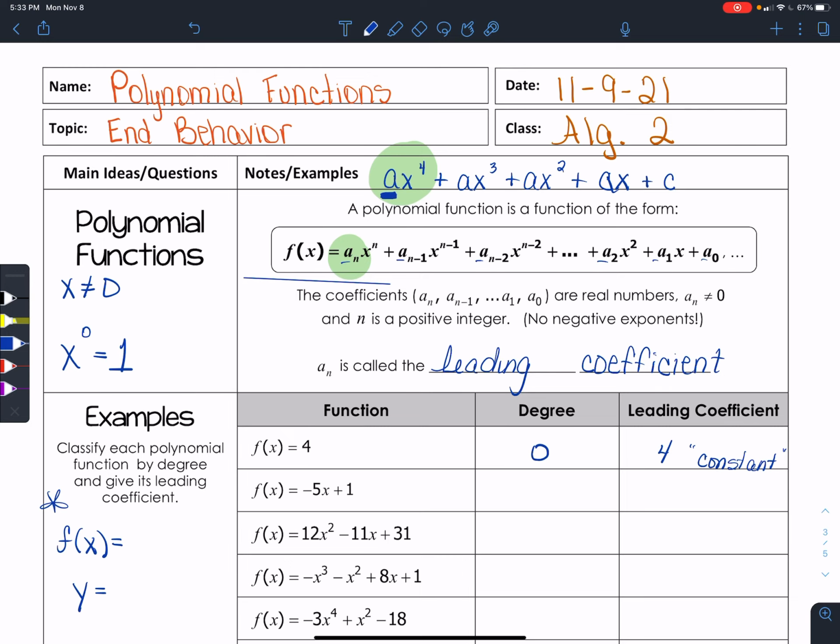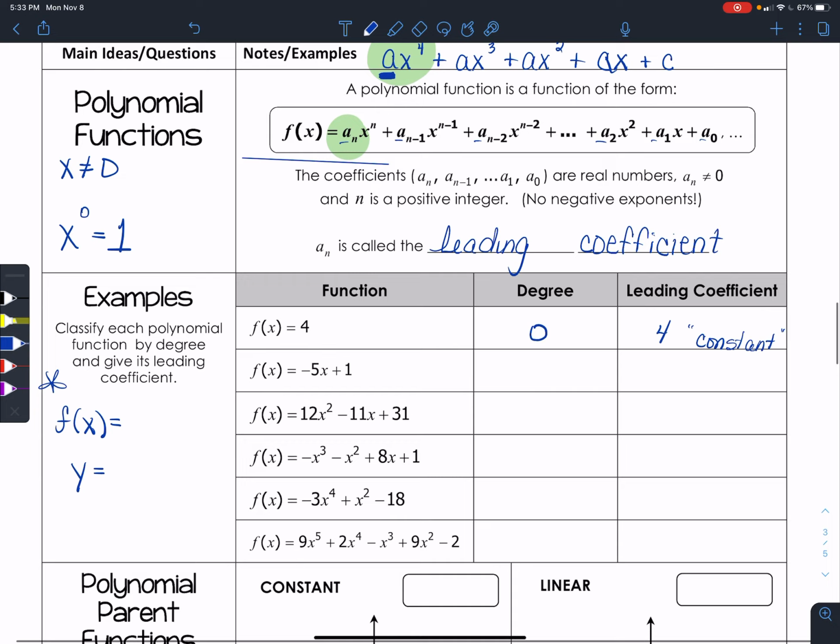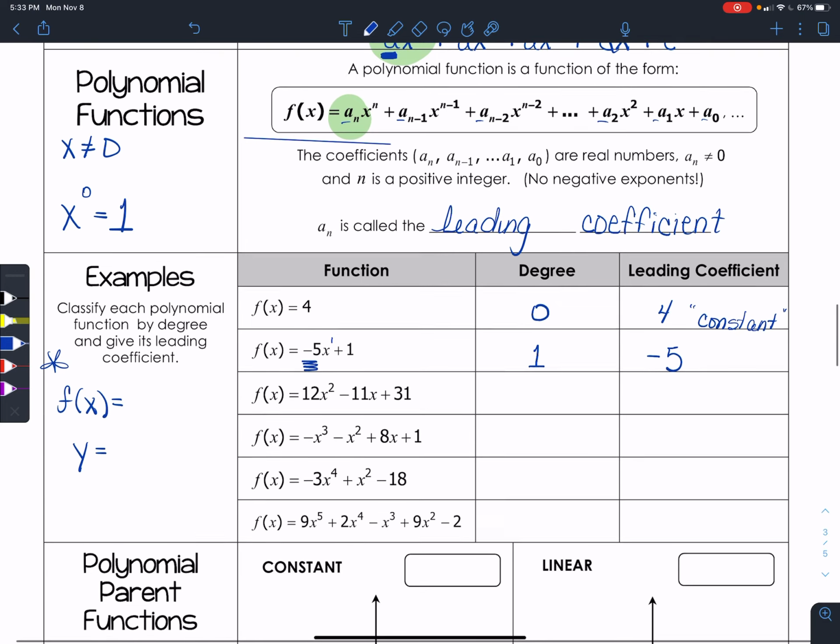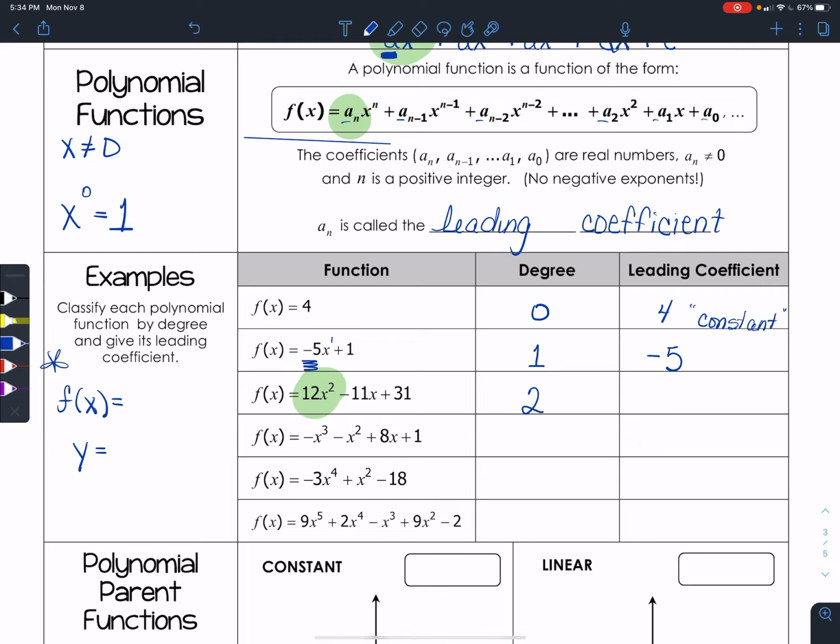All right, on this next one, negative 5x to the first. The leading degree here is understood to be 1. So the degree is 1. The leading coefficient in front of x to the first is negative 5. On this next one, our leading term is 12x squared. Our leading degree is 2, and the leading coefficient is positive 12.